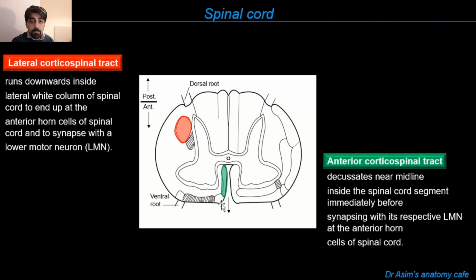After crossing, after decussating, these upper motor neuron corticospinal tract fibers are then going to synapse with the cell bodies of the lower motor neurons inside the anterior horns of the spinal cord, and from there the lower motor neurons are then going to exit out through the anterior root of the spinal nerve and innervate the effector organs such as the muscles, for example.